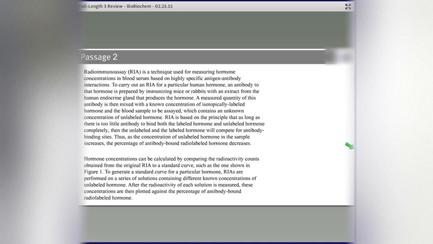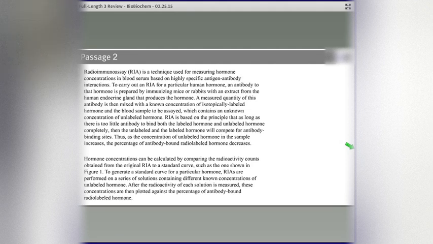If you have a whole bunch of unlabeled hormone, are you going to have a lot of the labeled hormone binding to the antibody? No. Okay, so that's the main idea. And the opposite is going to be true also.